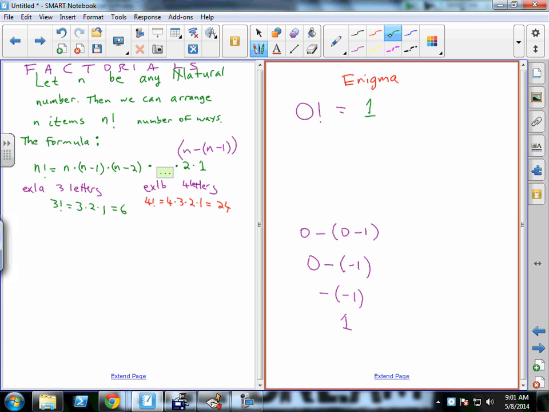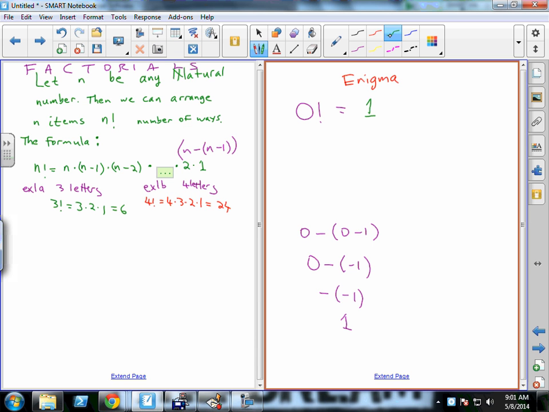How many ways can you arrange nothing? There's one way to arrange nothing. You can't. You don't arrange it. It doesn't make sense to arrange it. That's why it's enigmatic, and that's why we shouldn't even talk about it in the first place. But 0 factorial is equal to 1 all day, every day.